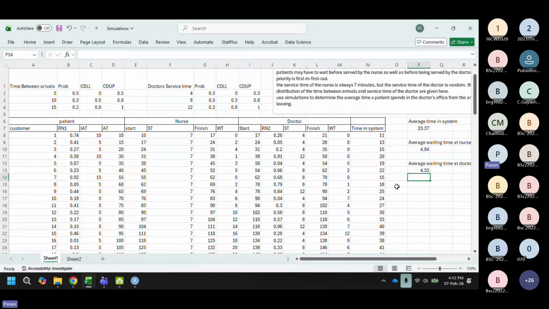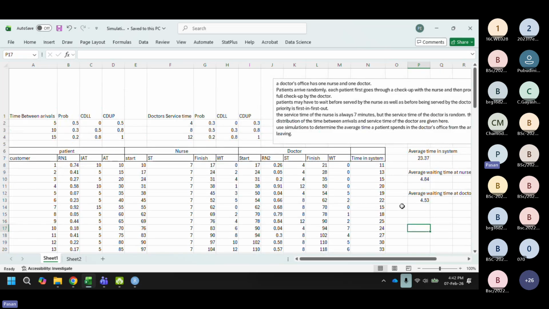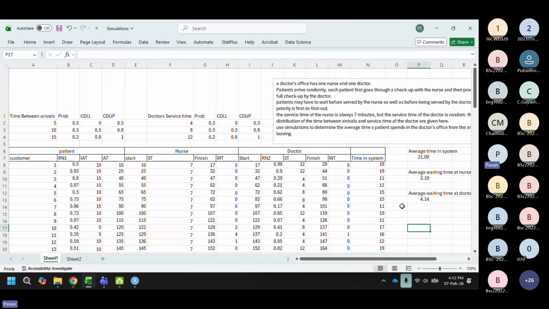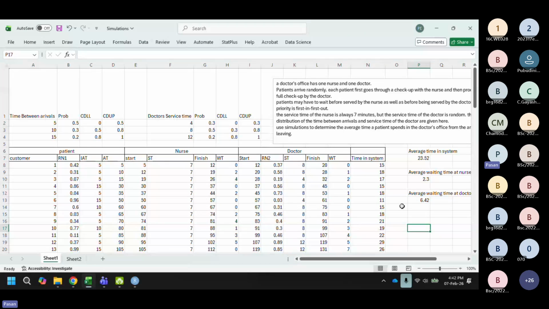So I can measure those two measurements as well, right? Those are the average times we can have at the doctor and then at the nurse. Now by looking at those two numbers, they are varying a little bit, right? Those are also varying very rapidly, so different numbers are getting there.